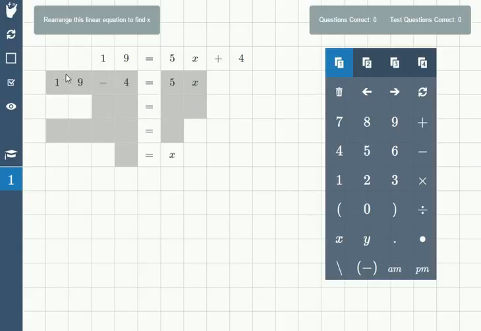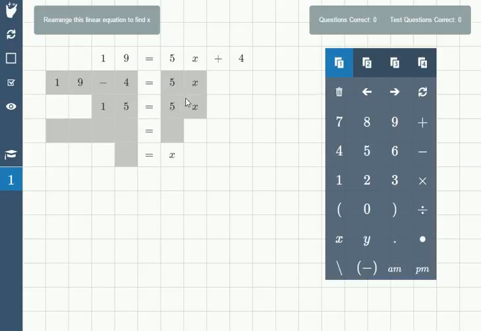So now that we've filled in the first line of our answer boxes, we can see that we've taken the plus 4 and moved it to the left hand side of the equation where it's now minus 4. So step 2 is to evaluate that left hand side of the equation. 19 minus 4 is 15, so we'll put 15 in the answer boxes, and the right hand side stays exactly the same. 5x.